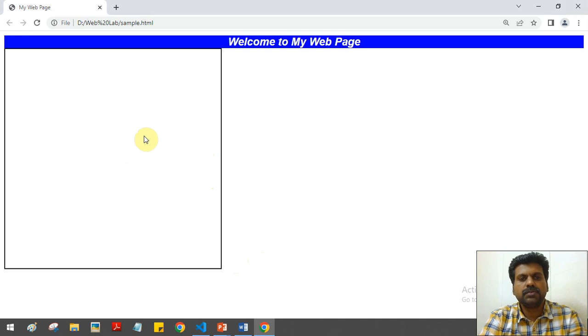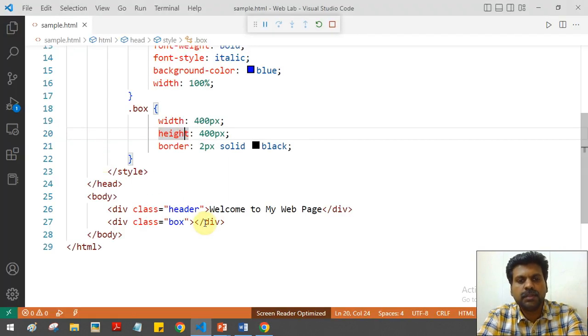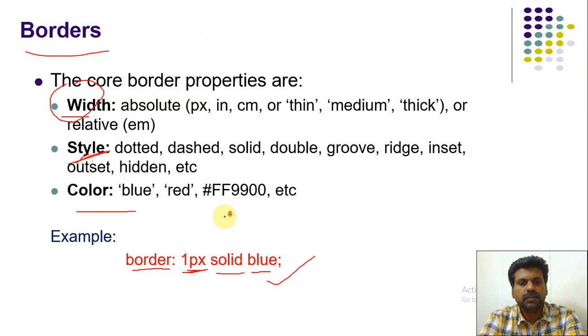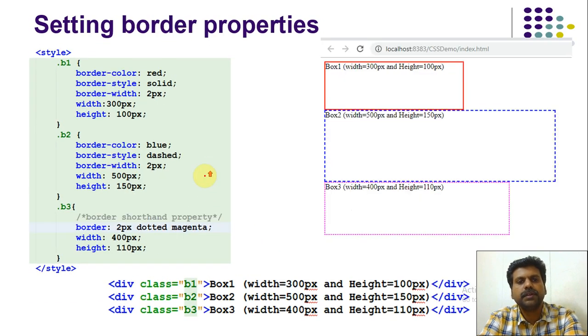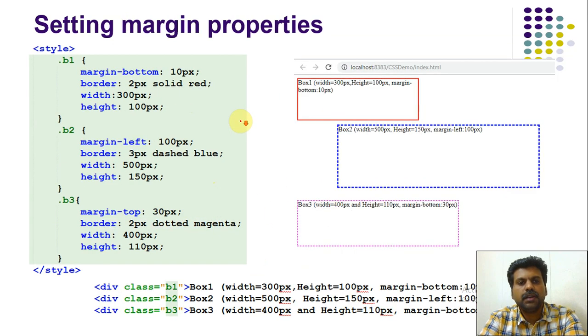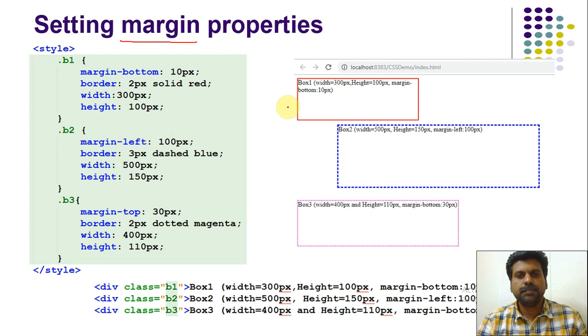I can move the box to the right side, left side, or bottom. For example, I can give some gap on the left side, right? That gap is called margin. Just now we discussed the box model properties, so now let's see how to set margin also. This way we can set the border, and we can also set margin properties. Margin means the space between elements. If we have two boxes, the space between the two boxes is called margin.